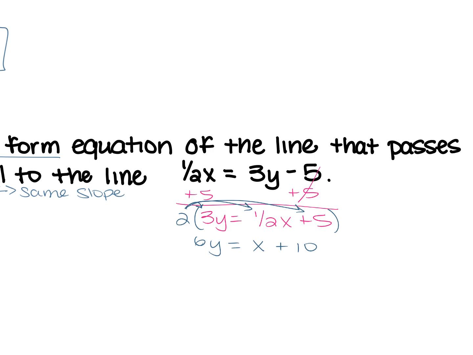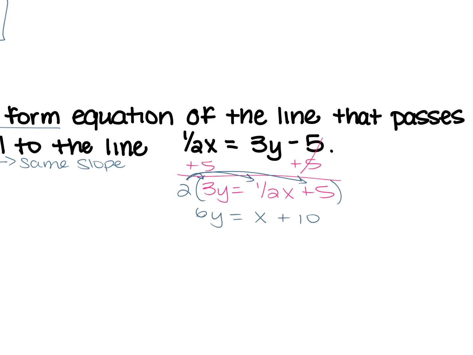Now, I don't have a fraction that I'm working with, so I can divide each term by that 6 to get y by itself, and that's going to give me y is equal to 1/6 times x plus 10 over 6, which simplifies to be 5 over 3. The slope from this line is 1 over 6.